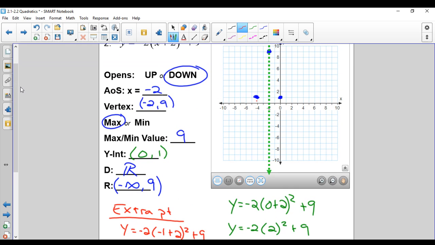So I plot that point, (-1, 7). Plot the symmetrical point. Draw a parabola through. And there's our graph in vertex form.